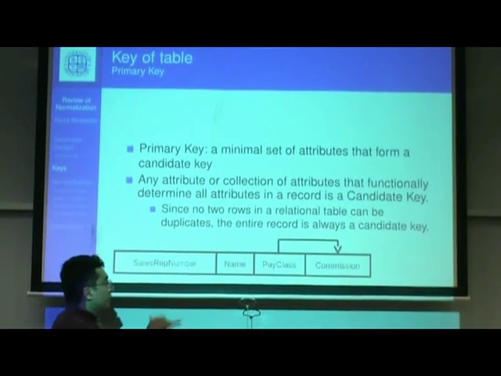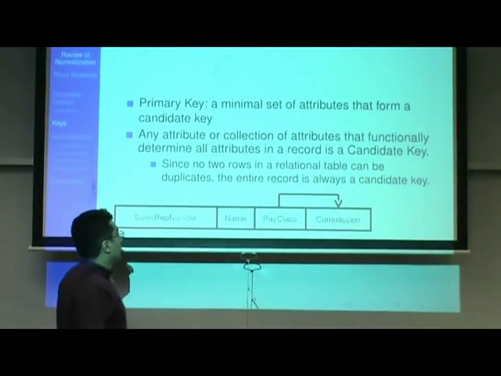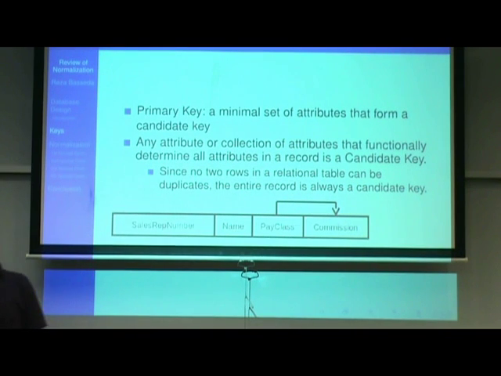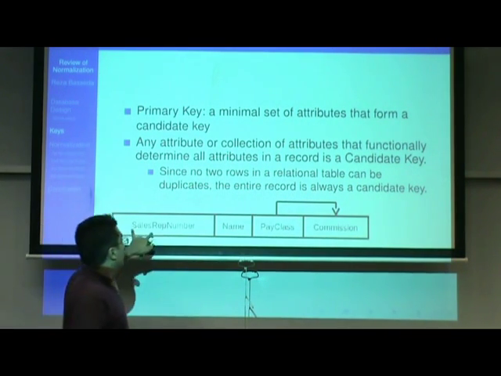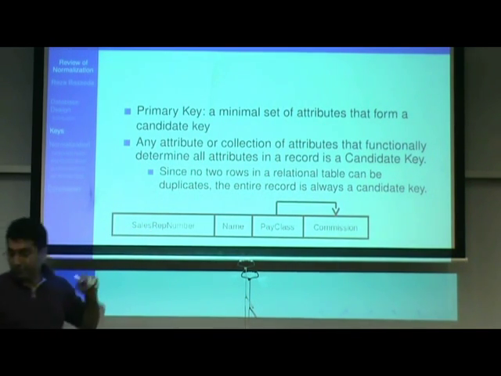But hold on, there is a trick over here. Sales representative number and the name of the sales representative, okay, there is also a dependency over here, right? Therefore, for the key, we just need the sales representative number of this table.